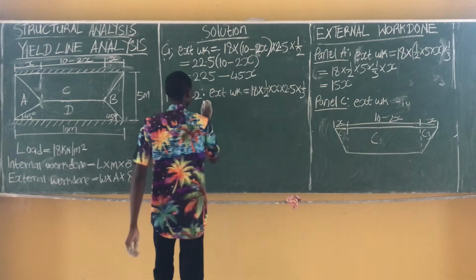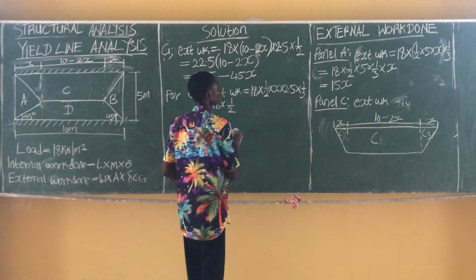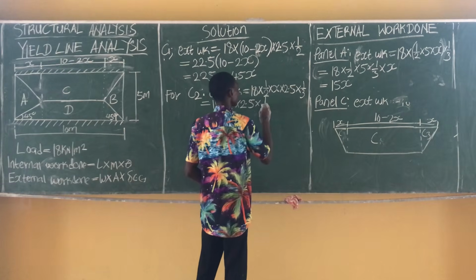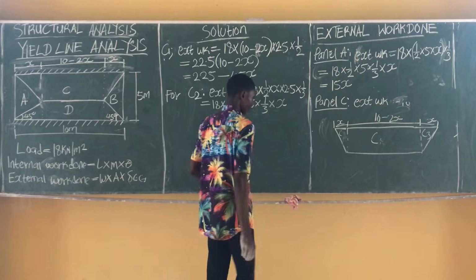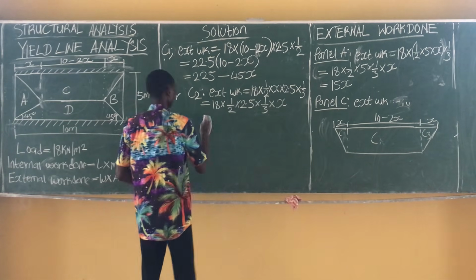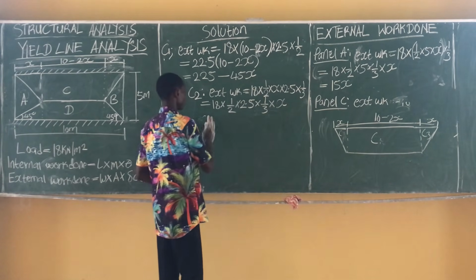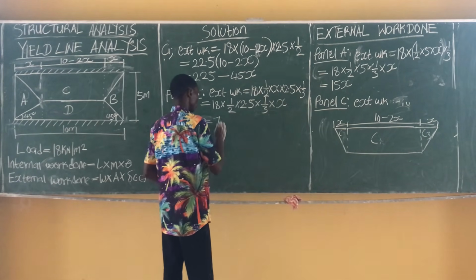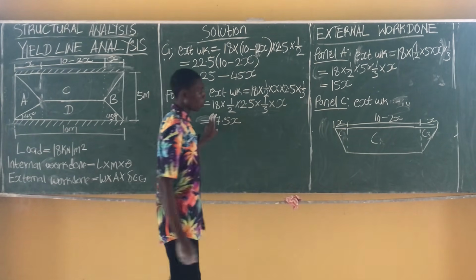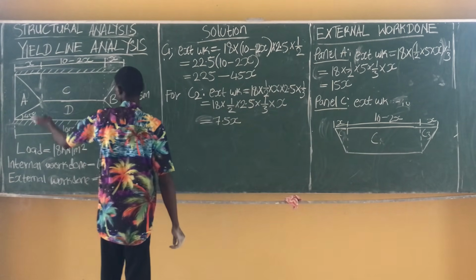1/3. Alright, so we have this to be equal to 18 times 1/2 times 2.5 times 1/3 times x. So we have this to be equal to 7.5x. This is the external work done for this segment. Now let's get the external work done for panel C.